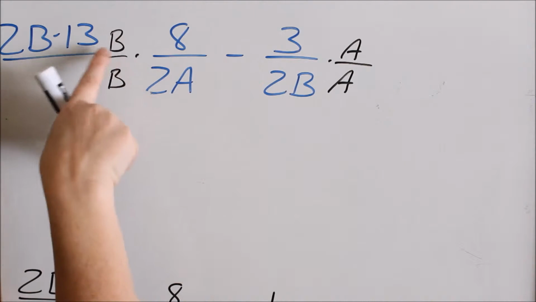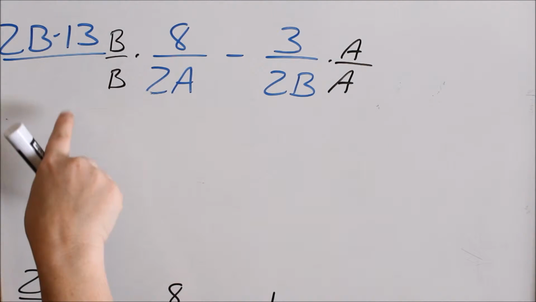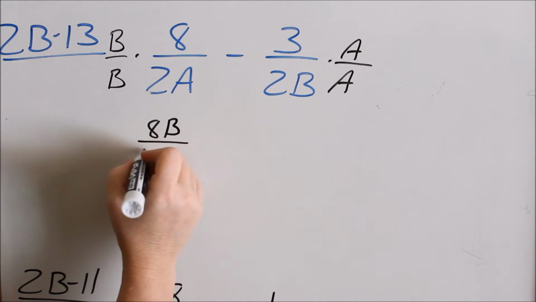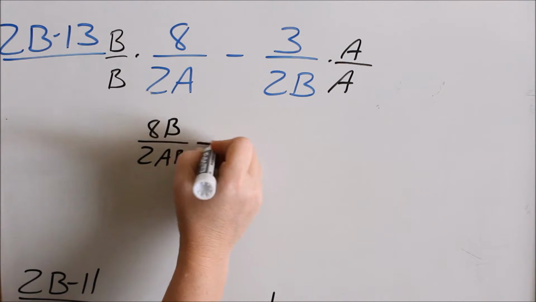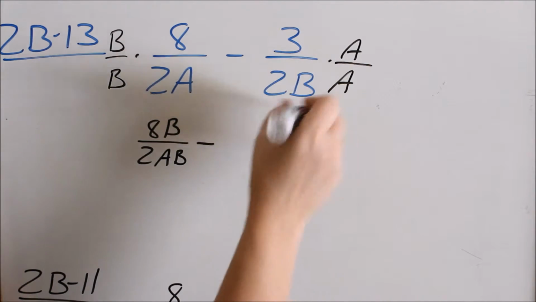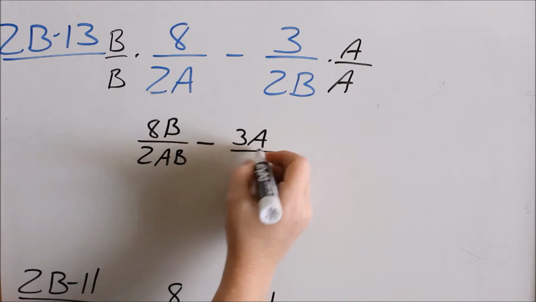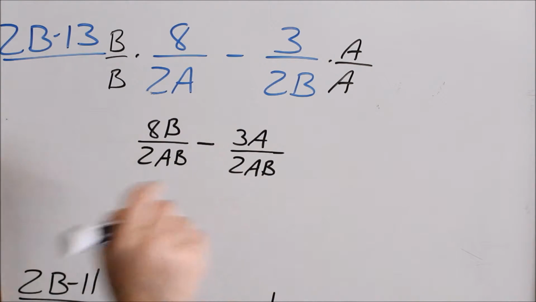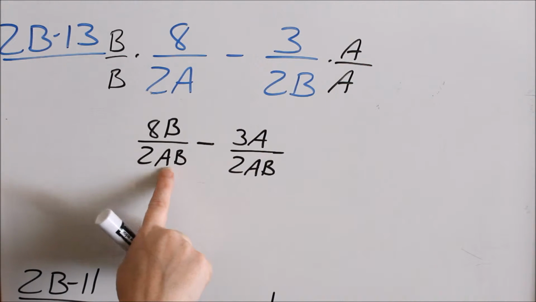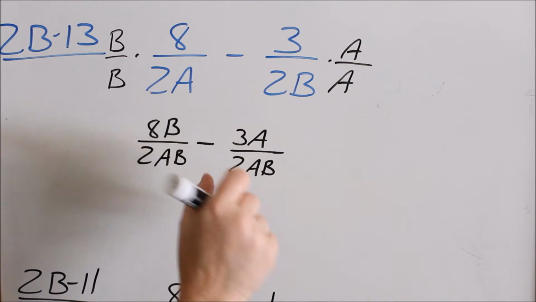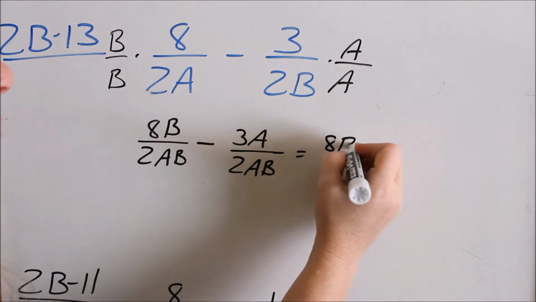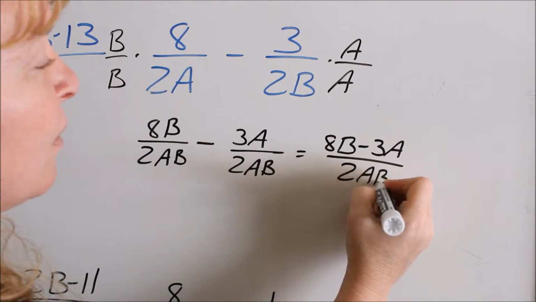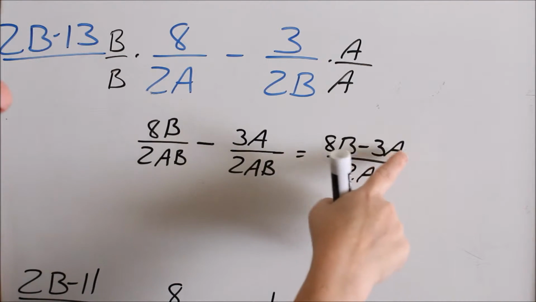So now my new fraction, multiplying numerator to numerator, denominator to denominator, is 8b all over 2ab minus, don't forget this sign, 3a all over 2ab. In algebra, we're going to write things in alphabetical order. Now that my denominator is the same, I combine my numerators. So 8b minus 3a all over the same denominator. I cannot combine b's to a's.